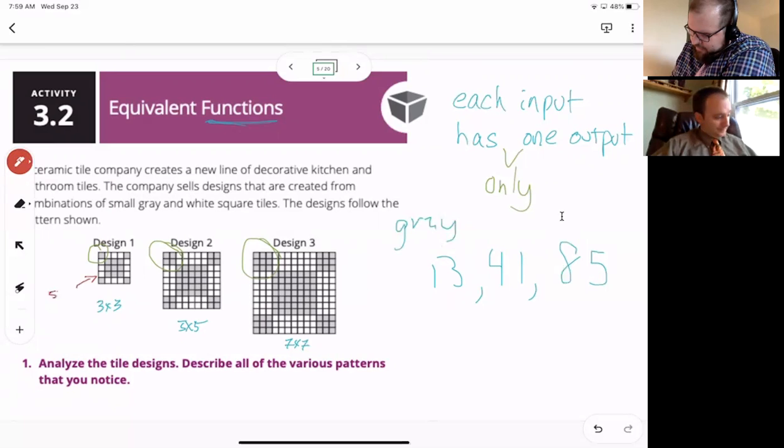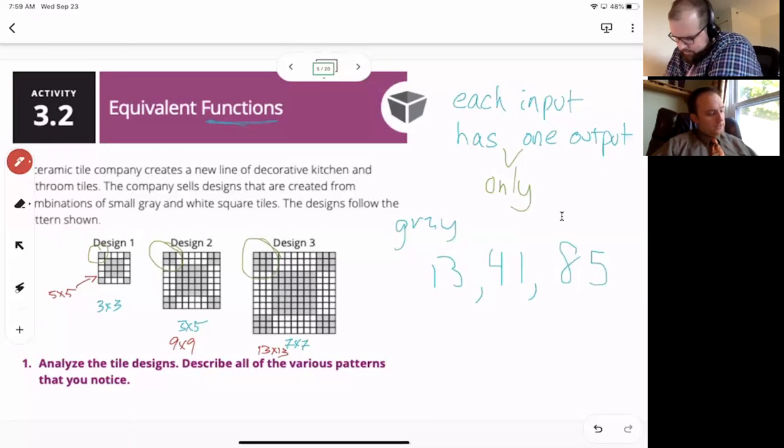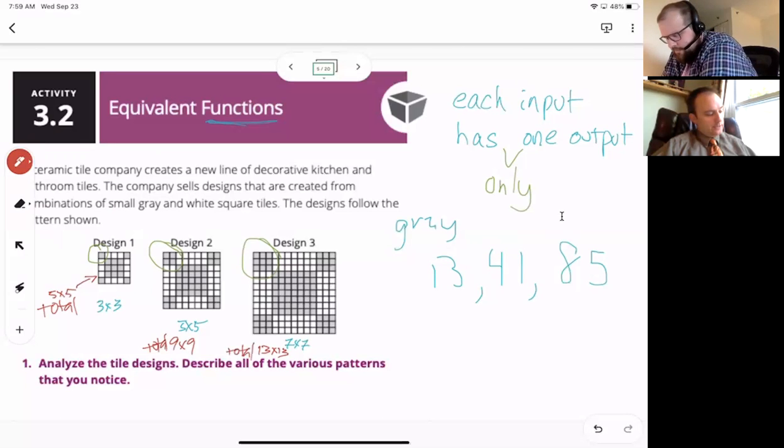So I will do the total number of tiles overall, because we're going from 5 by 5, 9 by 9, and then 13 by 13 for the total tiles. So I'm seeing the odd pattern of 3 by 3, 5 by 5, 7 by 7, and then the skipping odd pattern of 5 by 5, 9 by 9, 13 by 13. Yeah, so we're kind of doing a bunch of different things that we see here. Beautiful. Cool.